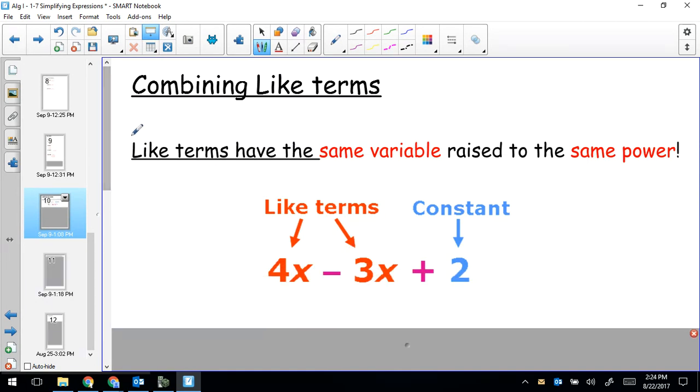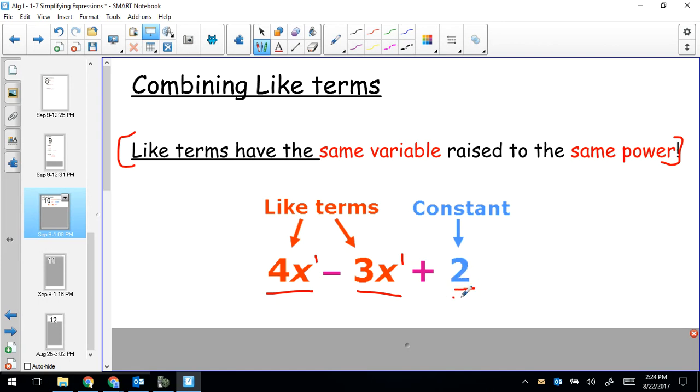Well, like terms, this is a definition for you, have the same variable raised to the same power. That needs to be in your notebooks. Like terms have the same variable raised to the same power. Again, pause if you need to write that down. Notice how 4x and 3x, they have the same variable term, x, raised to the same power. Notice how they're both to the first power. Their power is both 1 because there's not a power written. Same variable, x and x, same power, 1 and 1. These are considered like terms.